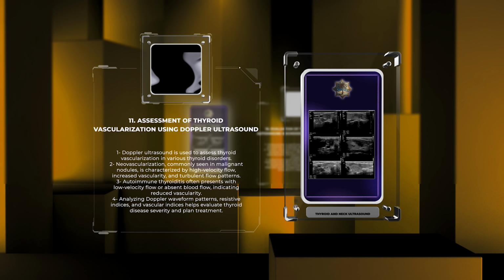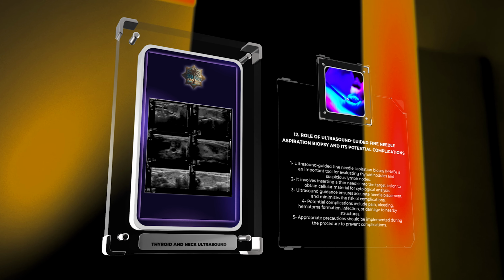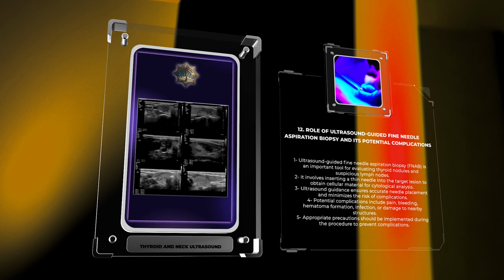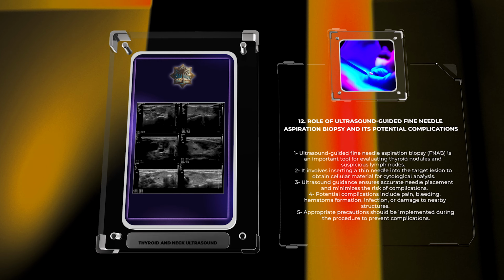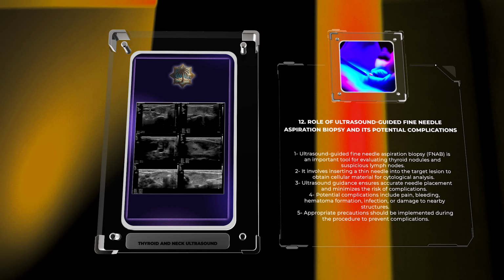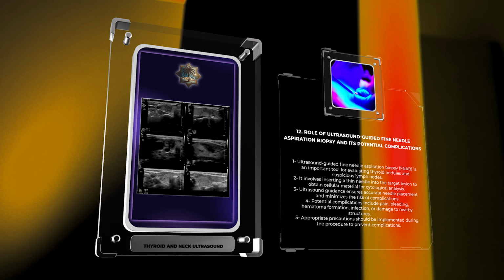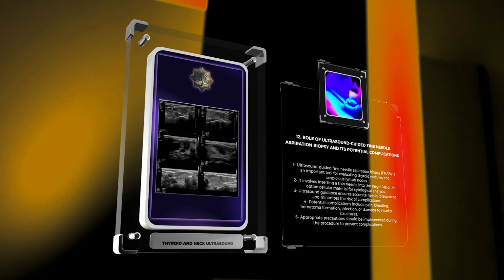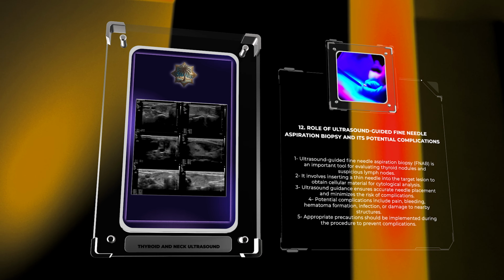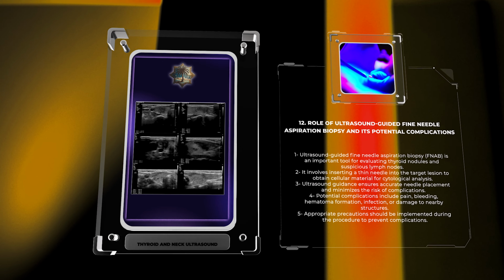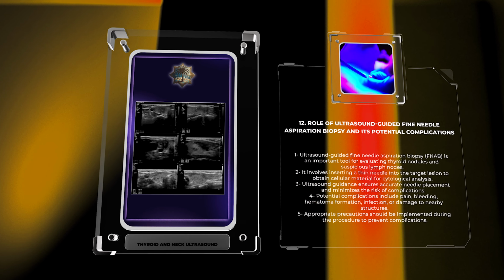Ultrasound-guided fine needle aspiration biopsy, FNAB, is an essential tool in the evaluation of thyroid nodules and suspicious lymph nodes. This minimally invasive procedure involves inserting a thin needle into the target lesion to obtain cellular material for cytological analysis. Ultrasound guidance ensures accurate needle placement, minimizing the risk of complications. Complications of FNAB may include pain, bleeding, hematoma formation, infection, or inadvertent damage to nearby structures. Radiologists need to be aware of these potential complications and implement appropriate precautions during the procedure.